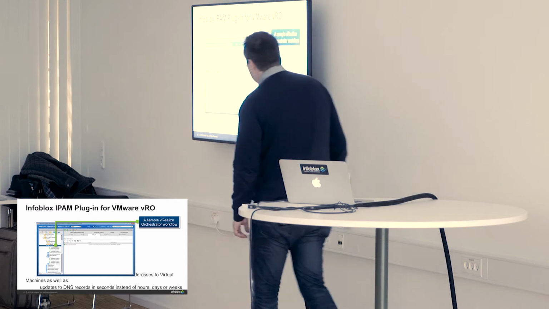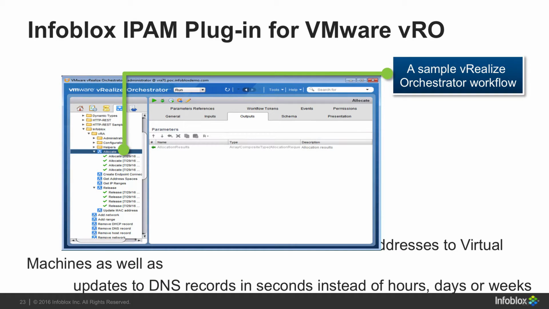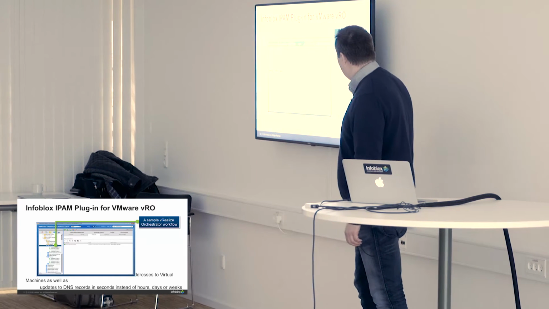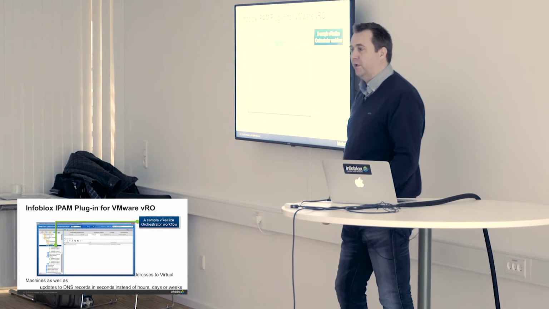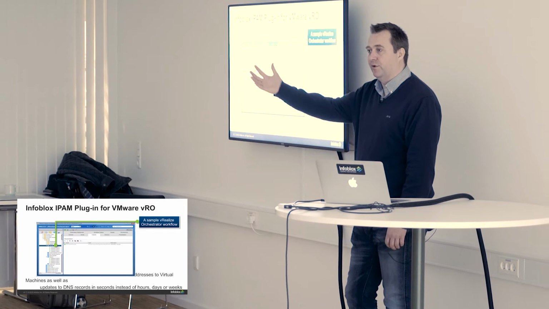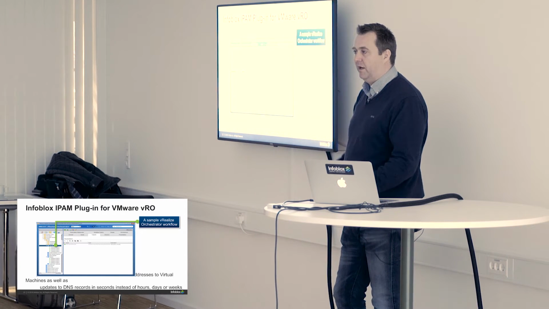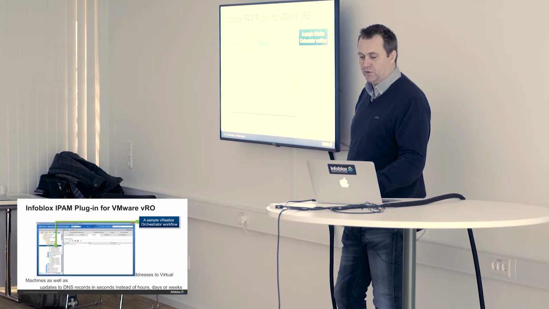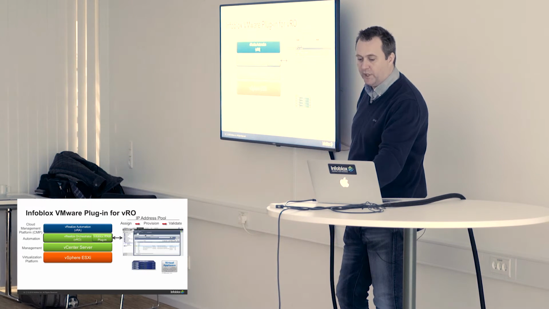So how does it look? You have basically an allocate and a release. So you have your Infoblox in VRA, and then basically you can make your workflows where you can point where your Infoblox devices are, how you want to look into those details, etc. Where does it live?